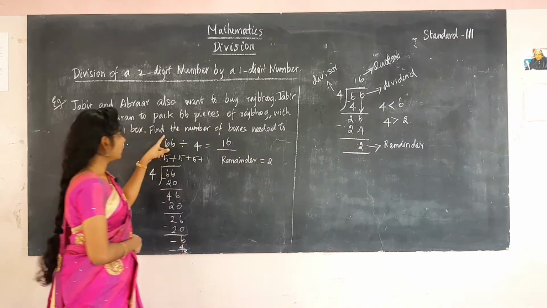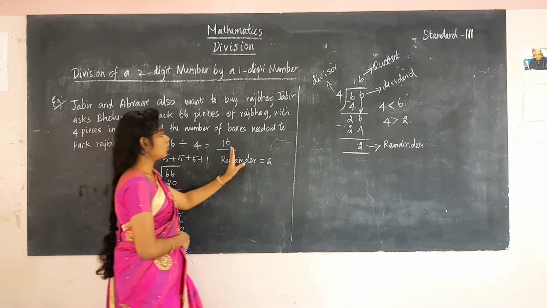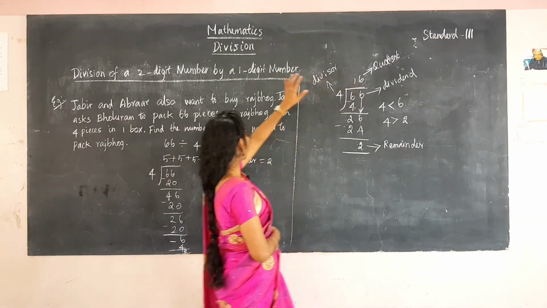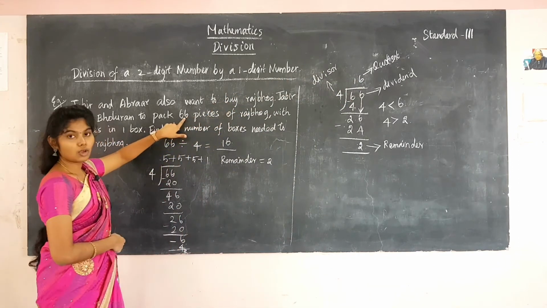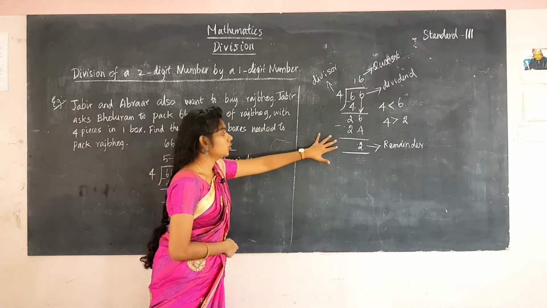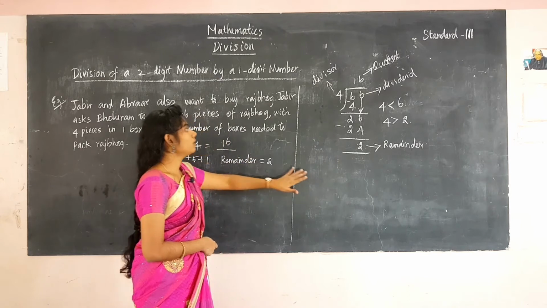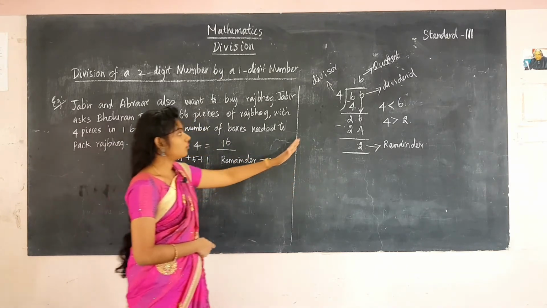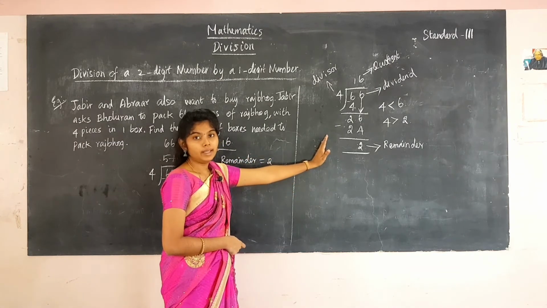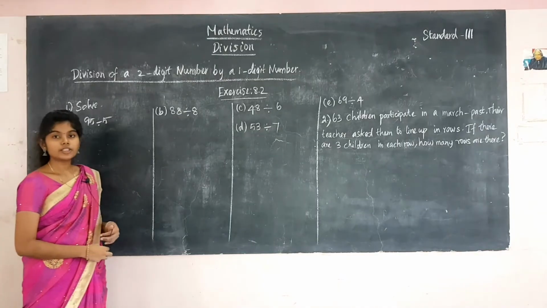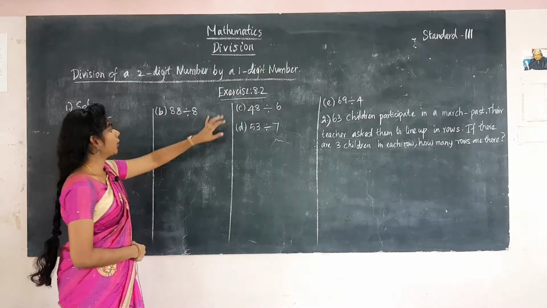So how many boxes do they need? 16 boxes. They need to pack 66 pieces of Rajbhog and remaining 2 are there. So this is what we have to do by division, and we are going to follow this method only for the whole exercise. So now we shall try exercise problem 8.2.